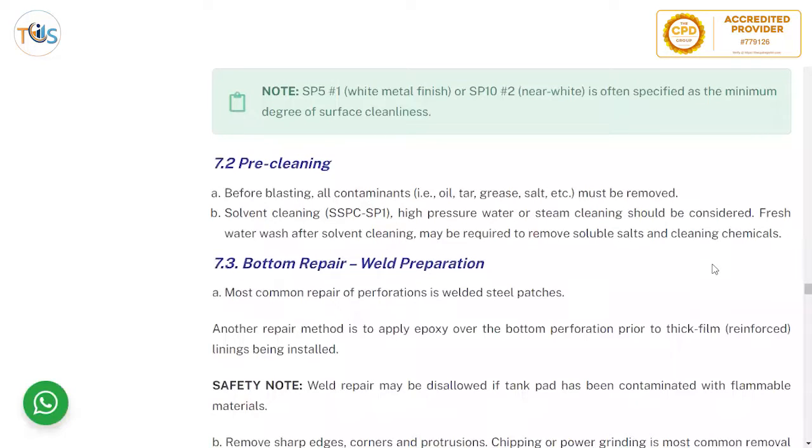SP5 or NACE 1, white metal, or SP10 or NACE 2, near white, is often specified as the minimum degree of surface cleanliness. Pre-cleaning: before blasting, all contaminants must be removed. Solvent cleaning, SSPC SP1. High pressure water or steam cleaning should be considered. A fresh water wash after solvent cleaning may be required to remove soluble salts and cleaning chemicals.